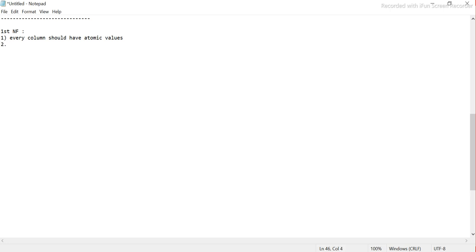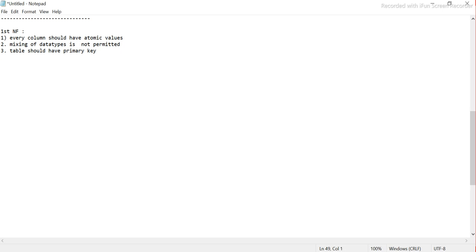The second rule is that mixing of data types is not allowed, not permitted. The third one is that every table should have a primary key. Okay. There are three rules essentially that we need to follow here.